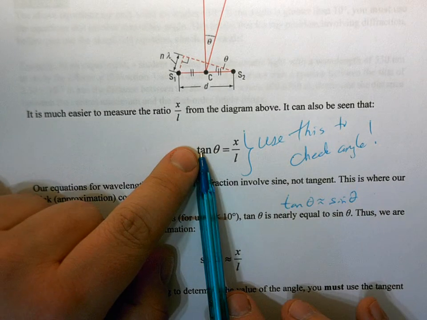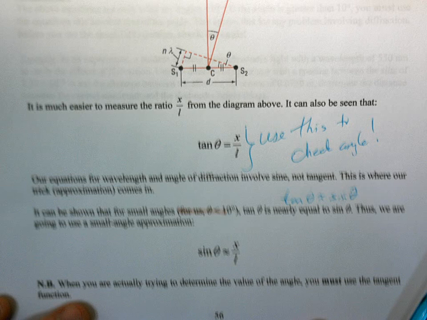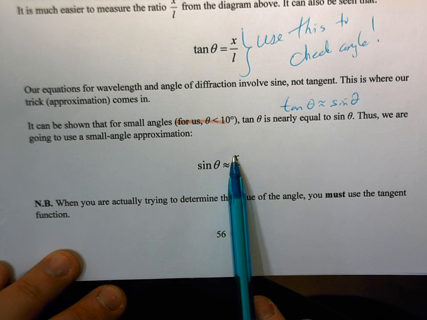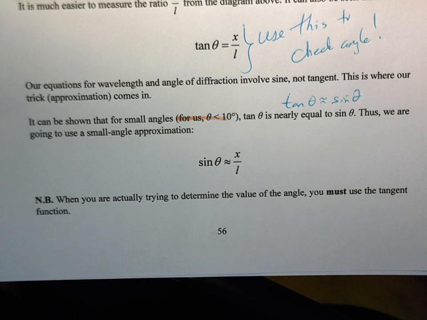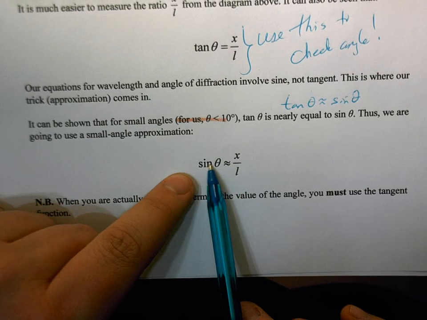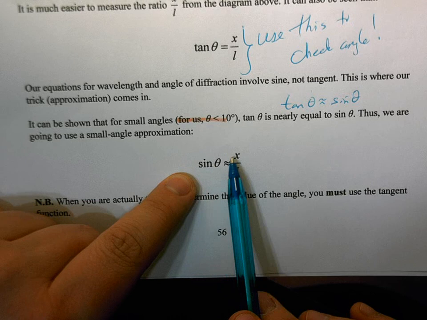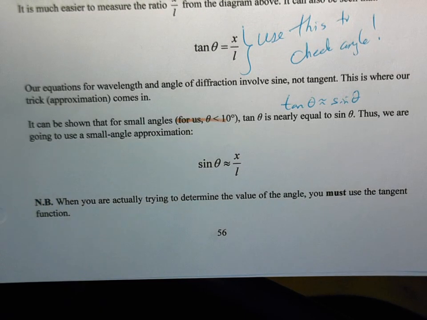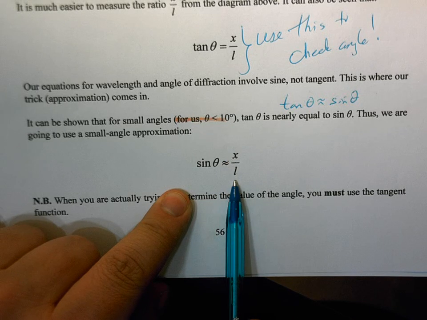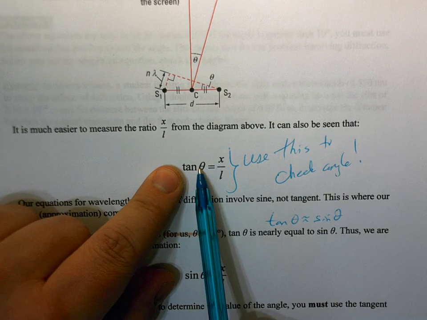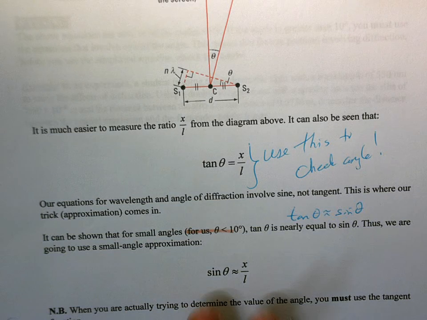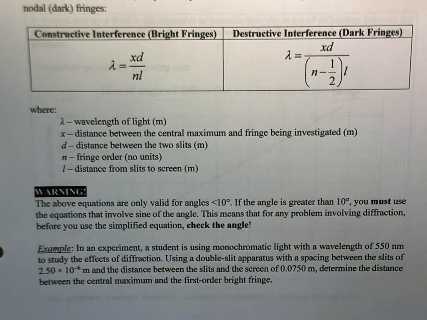So instead of saying tangent theta is equal to x over L, we could say for small angles, sine of theta is roughly equal to x over L. This is helpful now because in our diffraction equations, we've had sine of theta. So where we have sine of theta, we have x over L. But if you have to check the angle, you're not using sine theta equals x over L, you're using the actual relationship, tangent of theta equals x over L. So something to be aware of.